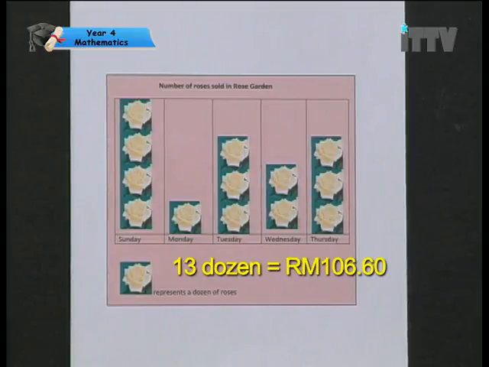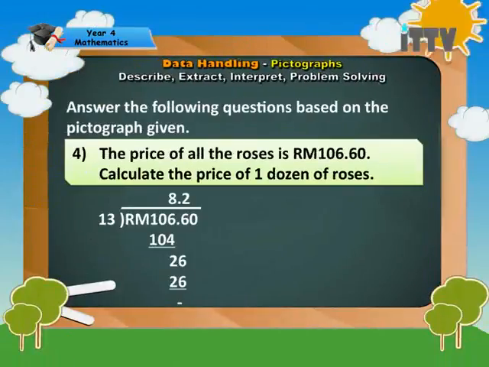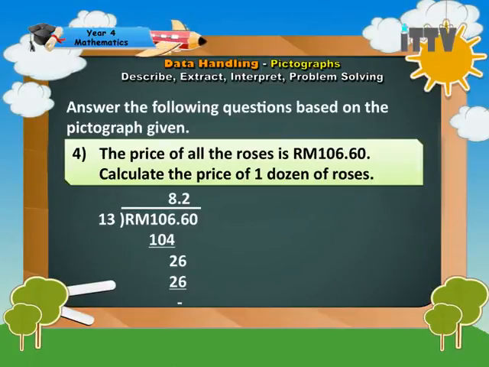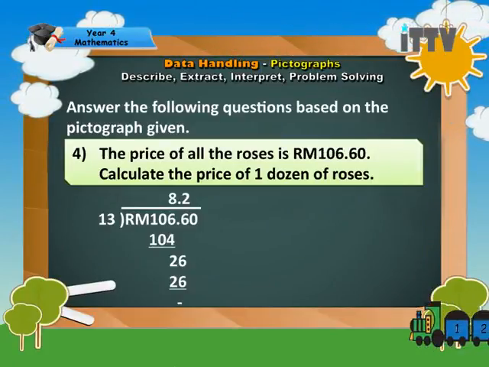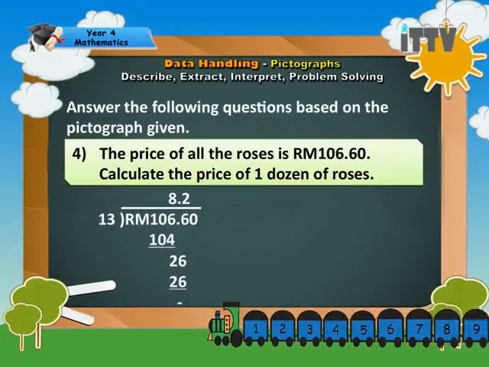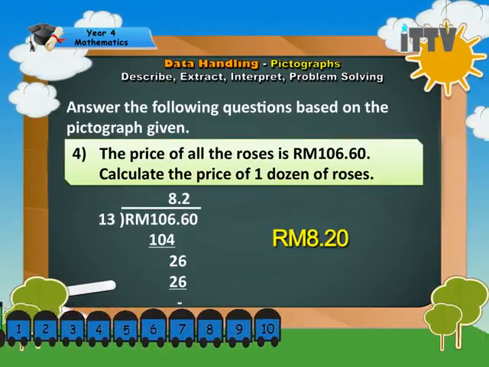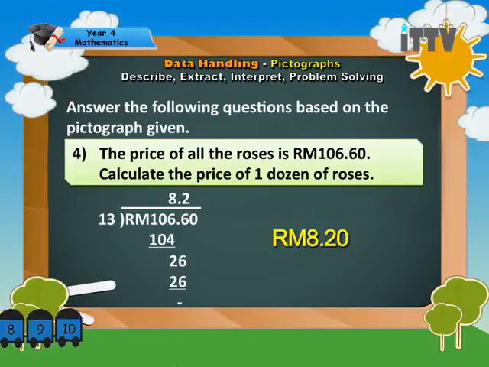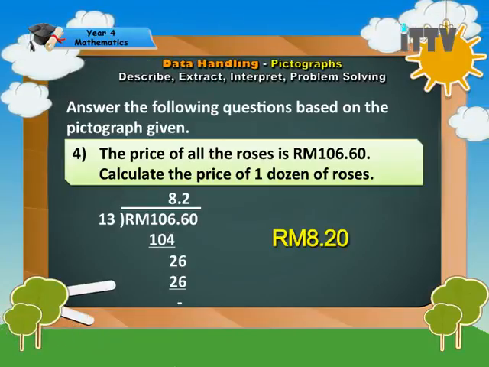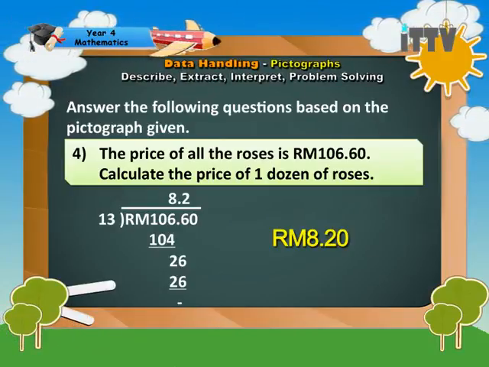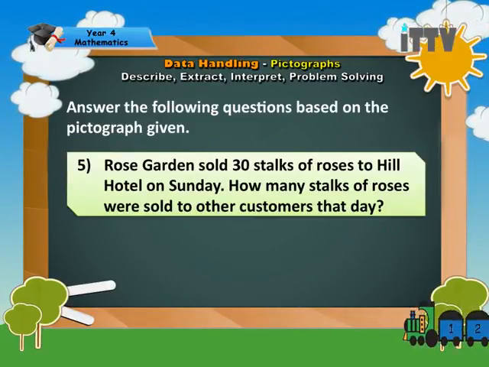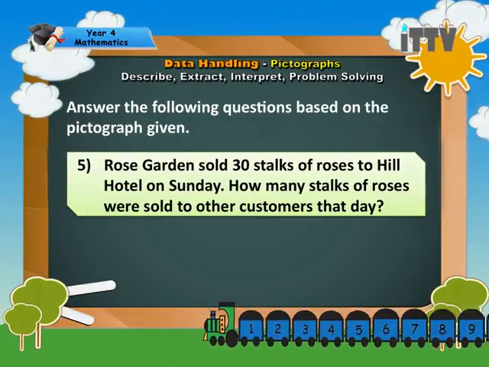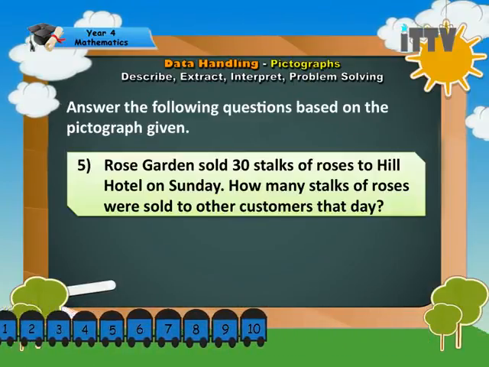To find the price of 1 dozen of roses, I will take 106 ringgit and 60 cents divided by 13. I'll calculate using long division and I will get the answer 8 ringgit and 20 cents. That is the price of 1 dozen of roses. Rose Garden sold 30 stalks of roses to Hill Hotel on Sunday. How many stalks of roses were sold to other customers that day?